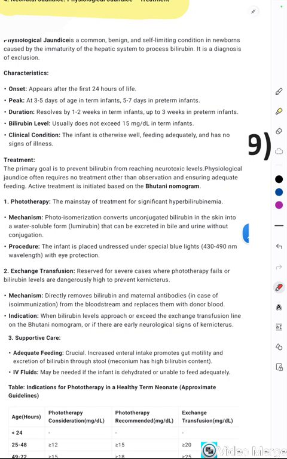Now, it is done with the help of LED lights, and a wavelength of 460 to 490 nanometers is maintained. The distance from the baby should be 30 to 45 centimeters, and the genitals and the eyes of the baby should be covered.